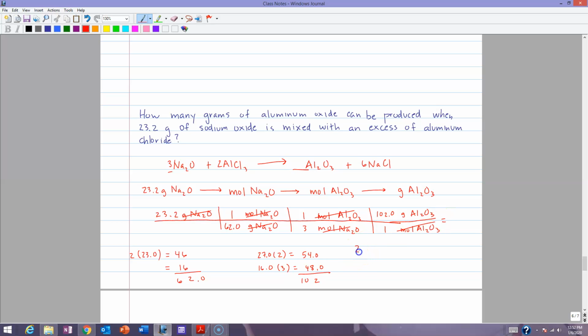So I'm going to multiply 23.2 times 1 times 1 times 102 divided by 62 times 3 times 1. Which is going to give me 12.8 grams of aluminum oxide.